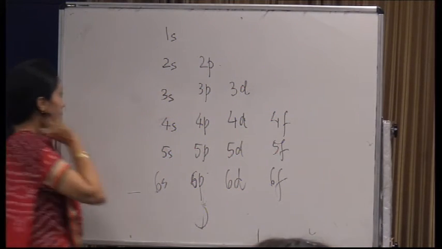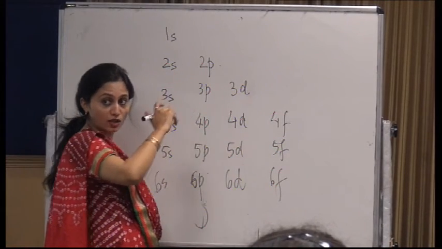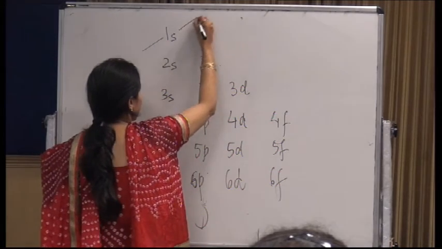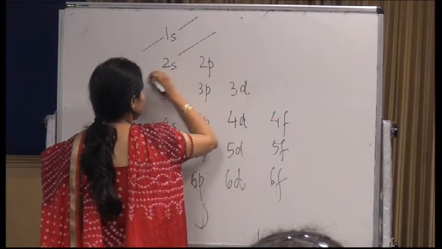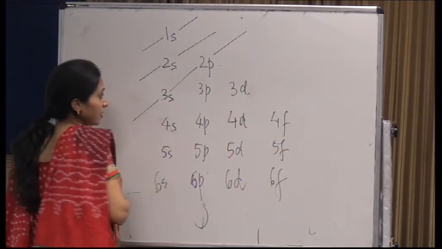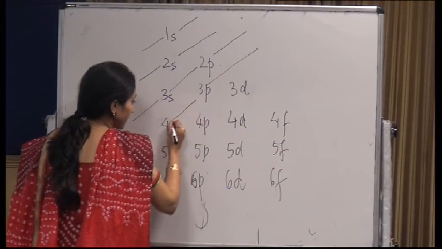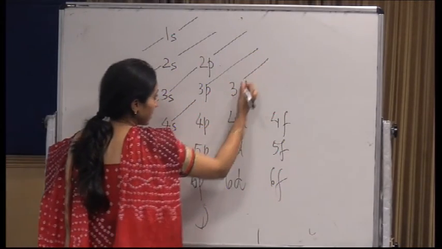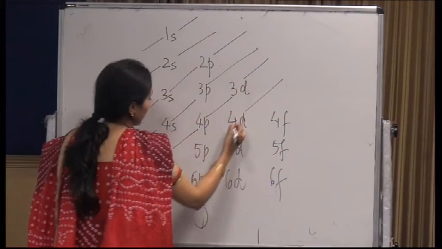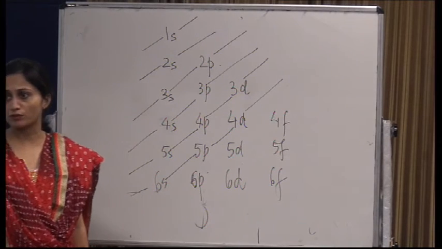Then here, what you do is draw lines, carefully look at it, draw lines in a slanting manner in such a way that you have 1s, then you have 2s, then 2p will have the diagonal 3s about it, right? Then you will have 3p, 4s, then you will have 3d, 4p, 5s, 4d, 5p, 6s and so on. I am not drawing it further because you don't have to go to that extent.